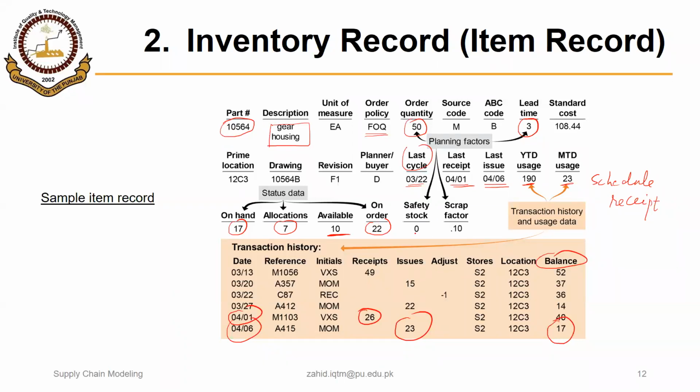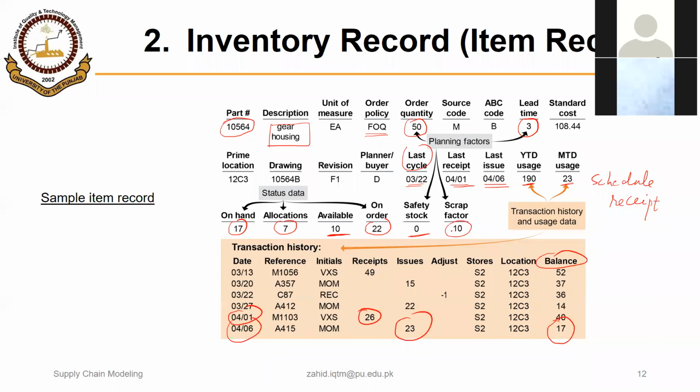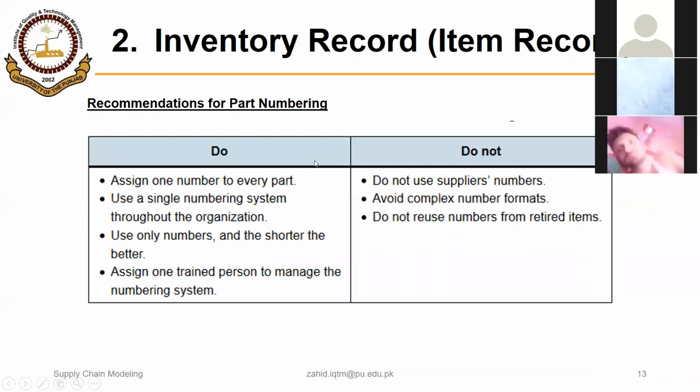we can foresee when we will receive these 22 items. We don't have any plans for having safety stock for this item, and there is a scrap factor of 0.10. So that means that if you require 100 items, you would be ordering 110 to consider this scrap factor of 10%. So you can see there is a lot of information in this inventory record file, and with each transaction, there are a lot of changes that occur. So it is very important to have an updated inventory record file.